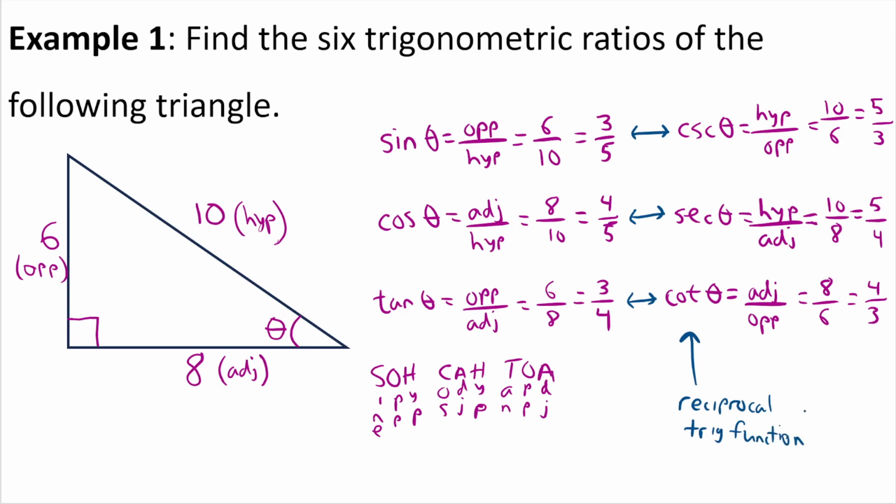Now, in right triangle trigonometry, they don't serve much purpose, but when we're identifying or simplifying trigonometric expressions or equations, we tend to use the reciprocal trig functions for these types of problems. But for now, we're just going to keep it simple and say cosecant is the reciprocal of sine, secant is the reciprocal of cosine, and cotangent is the reciprocal of tangent.